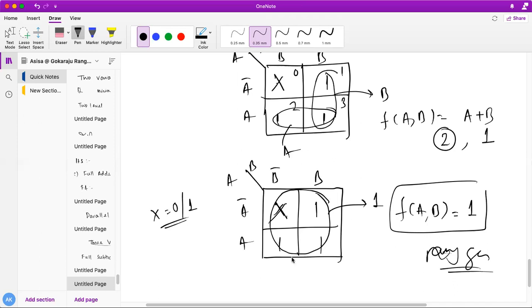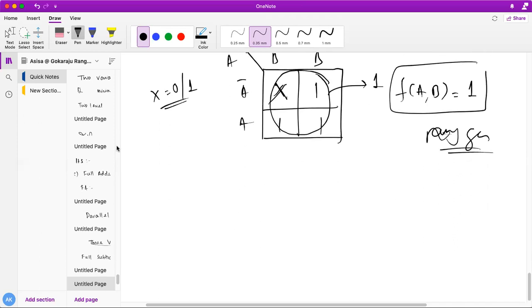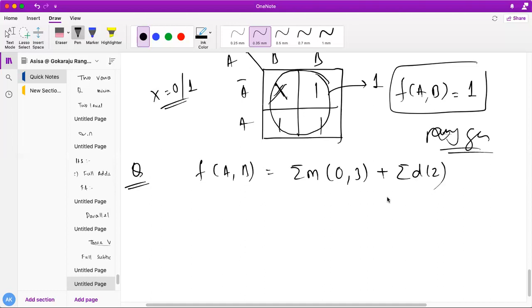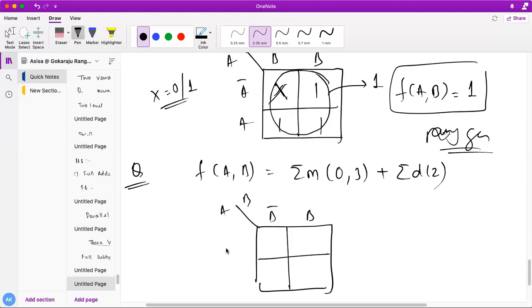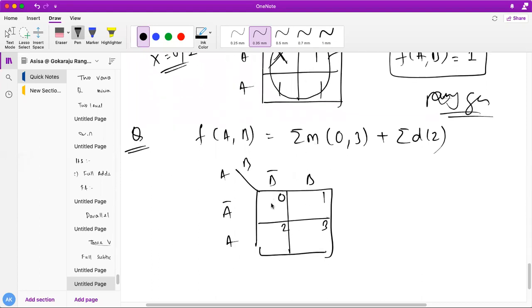So see here, another question I'll do, then you can have more idea about how to use the don't care. Let's say my question is f of a comma b, which is summation of m 0 comma 3, plus summation of d 2. This is again a two variable K-map. I have taken a b, this is b bar, this is b, a bar and a. So 0 1 3 2, understand? So 0 and 3 are 1 and 2 is don't care.